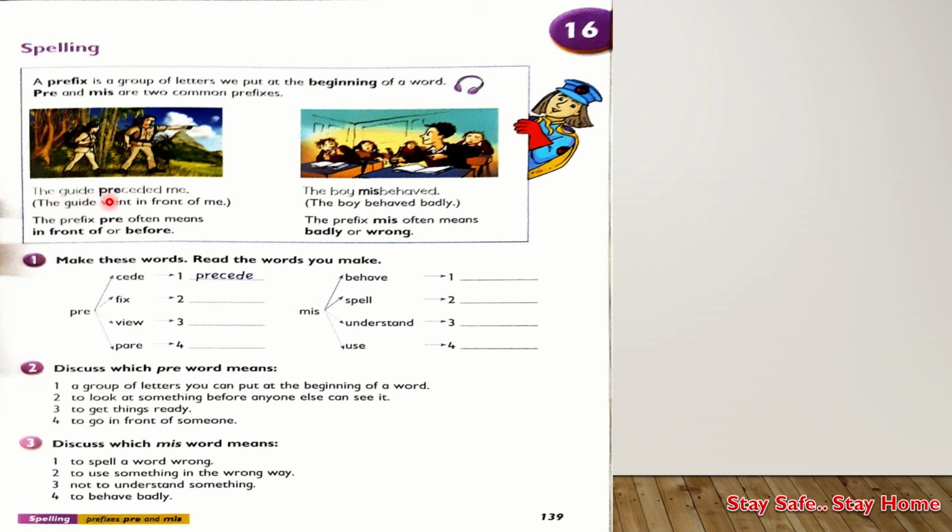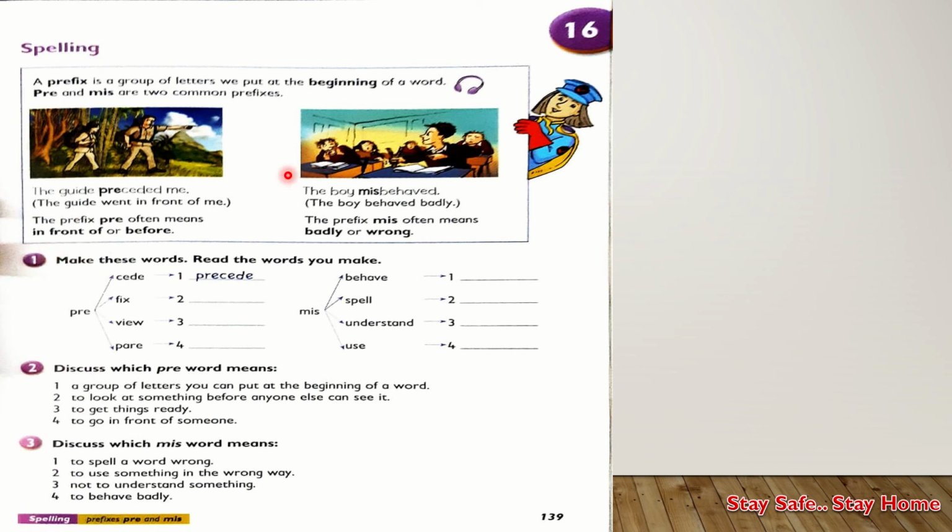The guide preceded me. The guide went in front of me. When I say preceded, it means in front of. The prefix pre often means in front of or before. Like when we say preschool, instead of saying KG1 or KG2, we call it preschool. All right, guys? So pre means before: preschool, before school.